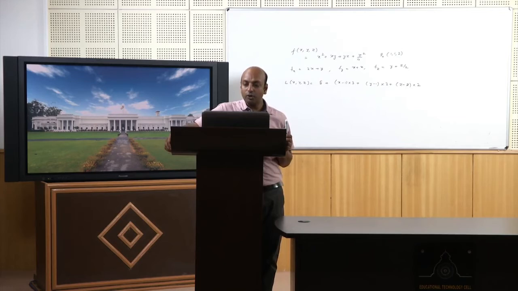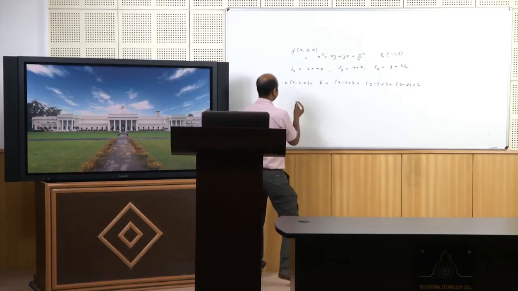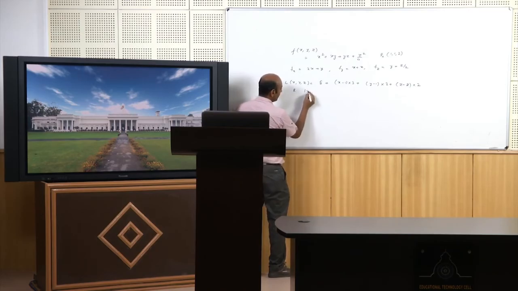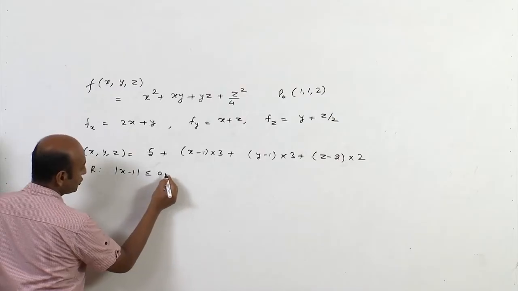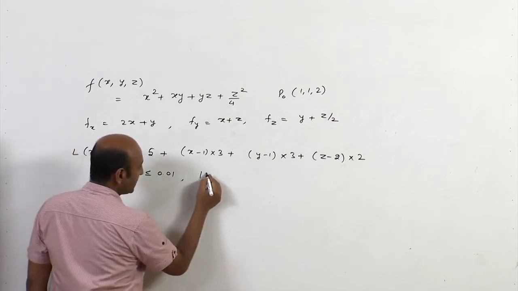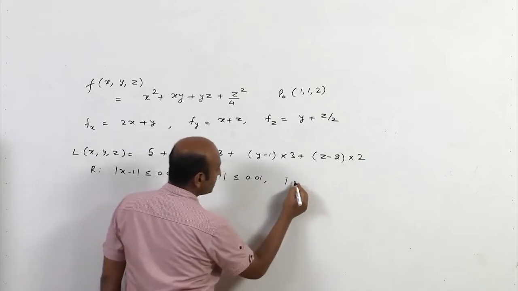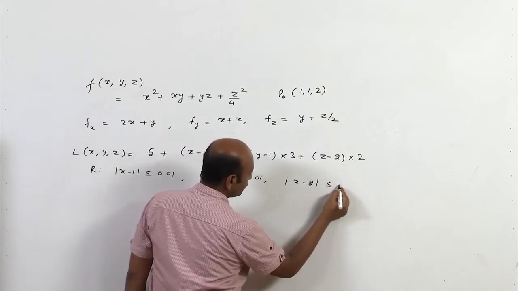Now, suppose you want to find out an upper bound for the magnitude of error in the approximation over this region. So, here region is |x − 1| ≤ 0.01, |y − 1| ≤ 0.01 and |z − 2| ≤ 0.02.